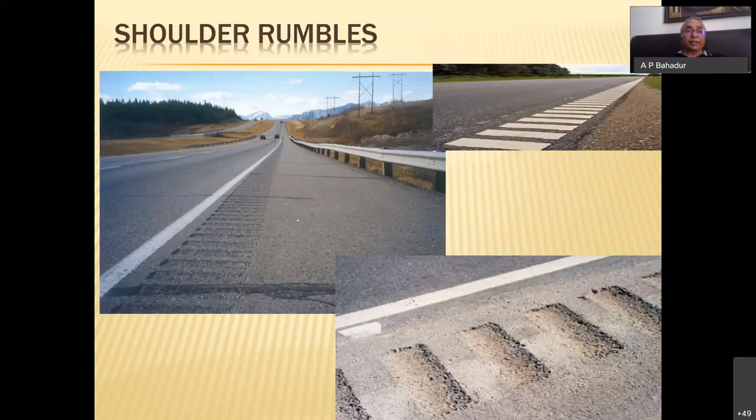Now, if you want to be really safe, then beyond raised profile edge marking, you also provide shoulder rumble strips, which is quite common practice in the US. These are provided by a milling machine. Unfortunately, in India, we are yet to have that milling machine. So what can be done is that you can provide these with thermoplastic paint, in locations where you find such a rumbling situation.